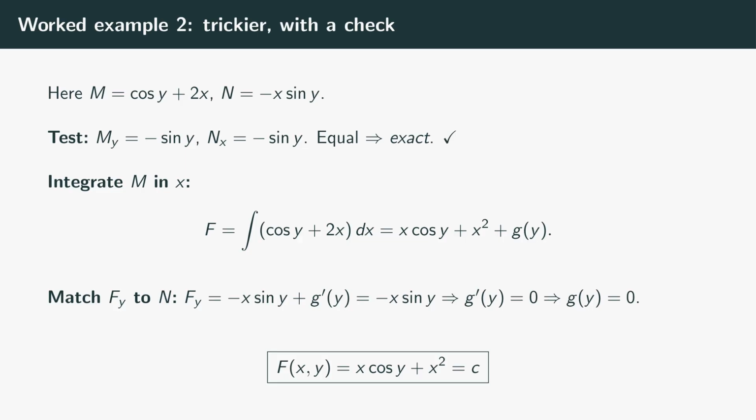Reconstruct f by integrating m with respect to x. The integral of cosine y plus 2x is x cosine y plus x squared, plus g of y. Differentiate with respect to y, x times minus sine y, plus g prime of y, which is minus x sine y plus g prime. Set equal to n, which is minus x sine y. The matching terms cancel, leaving g prime equals 0, so g is just a constant we absorb. The surface is f equals x cosine y plus x squared, and the solution is that equals a constant.